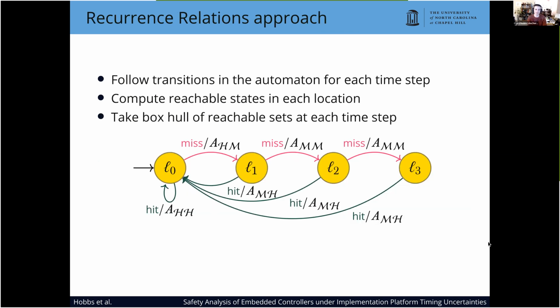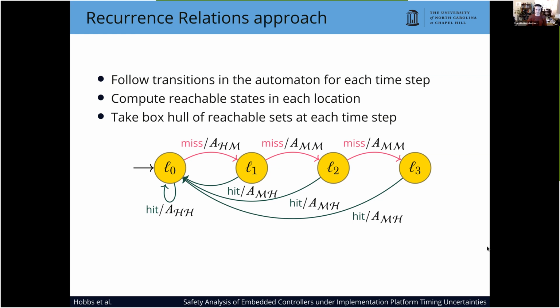The second approach is to use recurrence relations, which essentially follow the transitions in the automaton for each time step and keep track of what states are reachable in each automaton location after each step. Then we take a box hull of all the reachable sets after a single time step and keep iterating this process until we reach the time horizon.